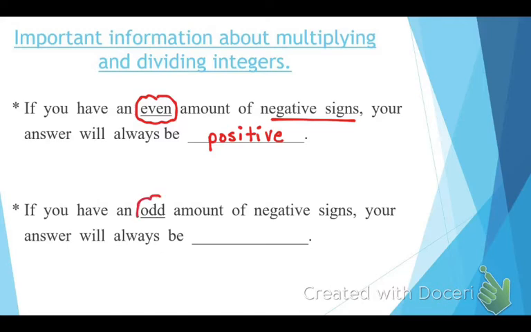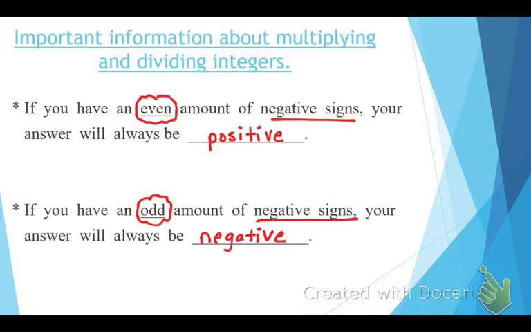If you have an odd amount, once again, draw a little cloud around that and underline the word negative signs. If you have an odd amount of negative signs, your answer will always be negative. Now, there will be a section on your quiz tomorrow and also on your test next week. Our test next week will be on Wednesday. That'll be true and false, and it'll have something to do with these statements right here.